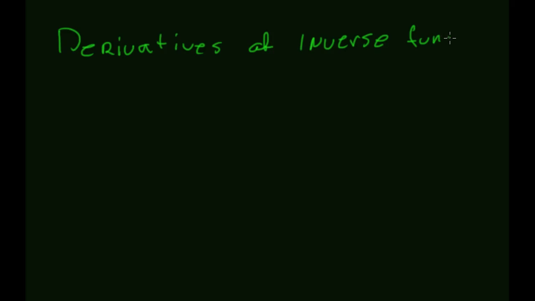So here we go. We're doing a unit on derivatives of inverse functions at a particular point. Okay, so here's what's going on here. You've got some function that has an inverse. So let's say y is the inverse function of f. Okay, then we get a rule here.